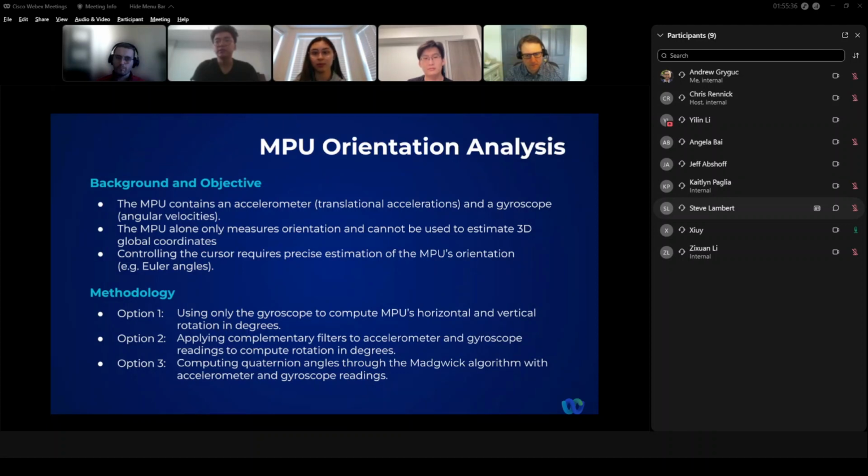With a lack of global coordinate information, the MPU alone cannot measure translational motions. So the objective is to use MPU readings to estimate its orientation at a timestamp. Since angular velocity is known, the rotation in angles can be measured by taking integration over time. The accelerometer itself can also be used to estimate the MPU's orientation, which can be fused with the gyroscope estimation through the complementary filter. Lastly, the Madgwick algorithm could theoretically estimate the MPU's orientation in quaternion angles. These 3 options will be analyzed separately.